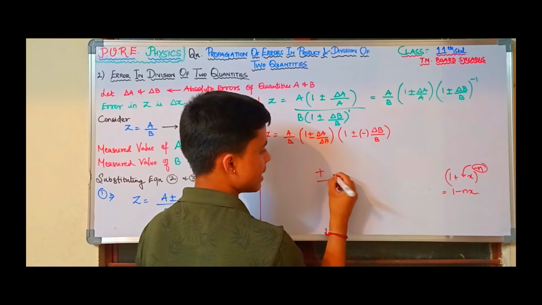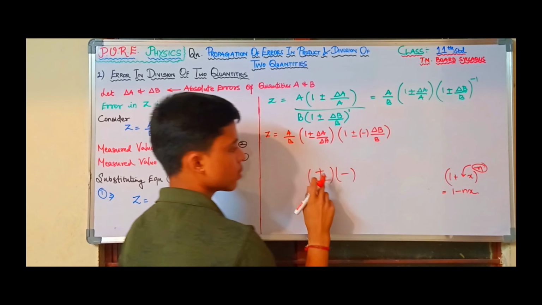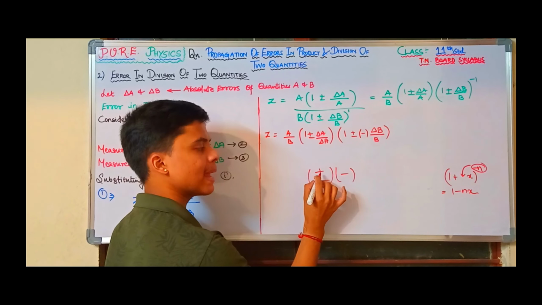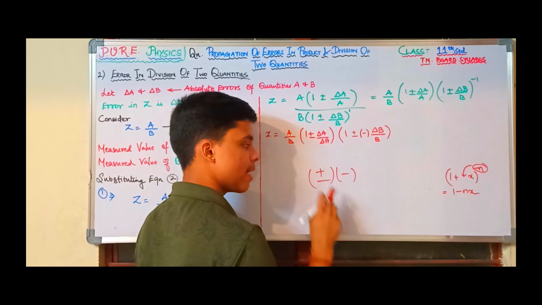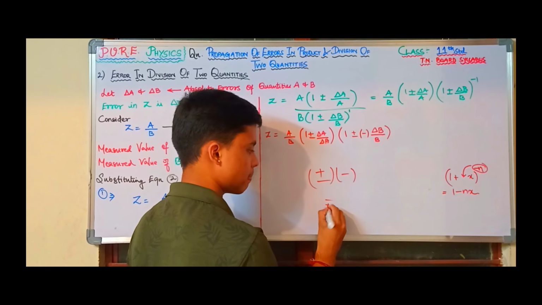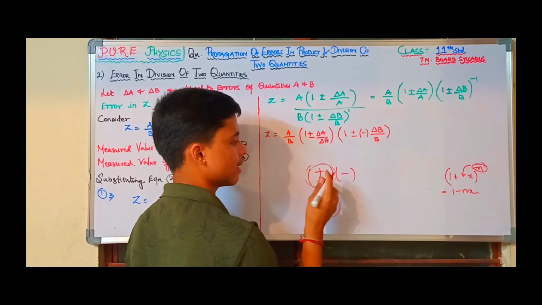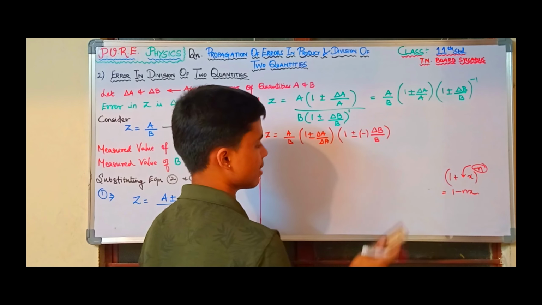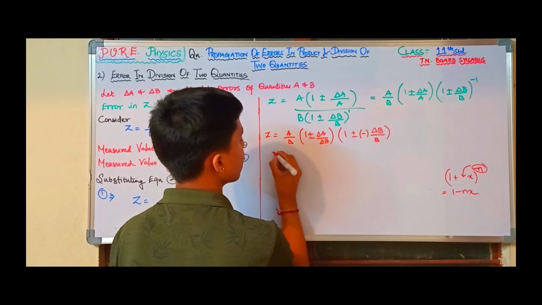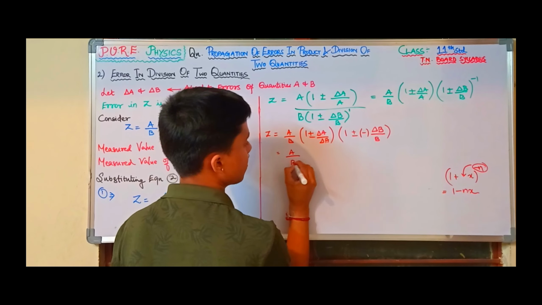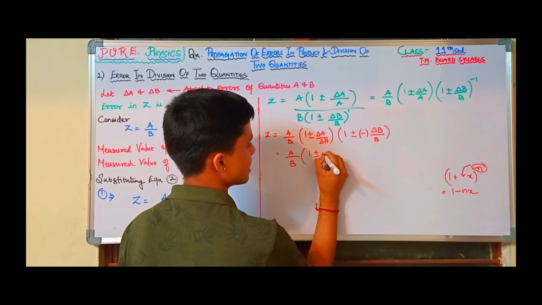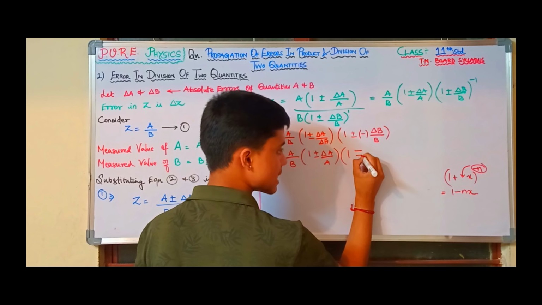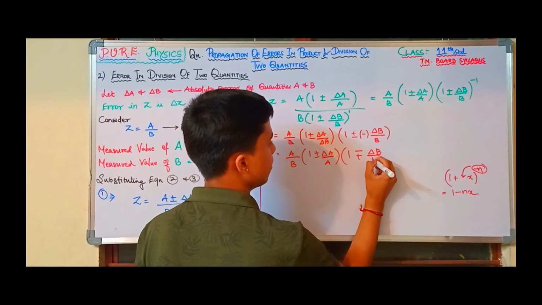You have plus or minus into minus. So you are going to multiply both the symbols with minus. If you multiply plus and minus, you will get minus. When you multiply minus into minus, you will get plus. So the plus or minus symbol will be reversed. Therefore, I will be writing it in the reverse form, which will be A by B into 1 plus or minus delta A by A into 1 minus or plus delta B by B.